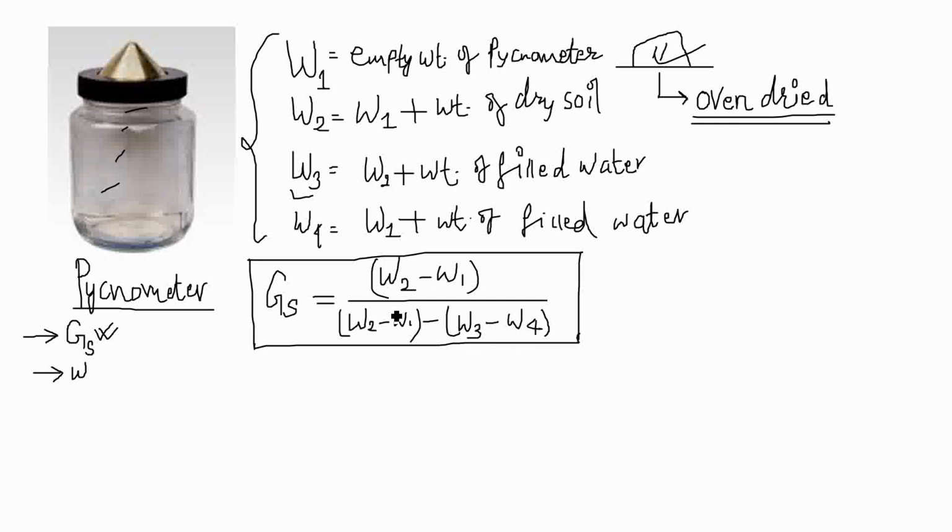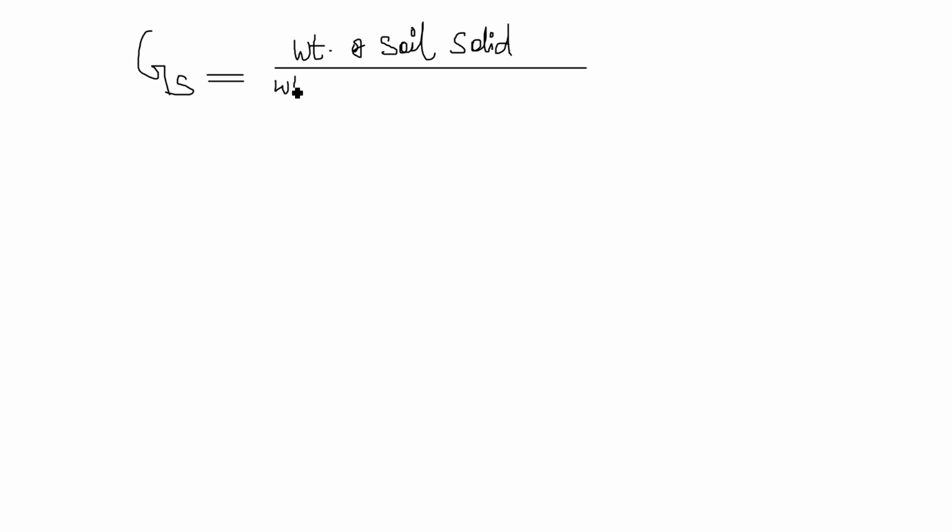Now let us look at how this formula works. As we know, the specific gravity of a soil solid, remember we are dealing with soil solids, which have no voids within them and only have soil solids, is the ratio of the weight of the soil solid to the weight of an equal volume of water. This is the standard definition of the specific gravity of soil solids.